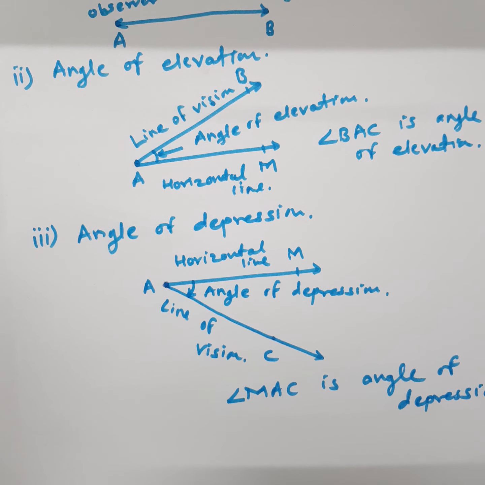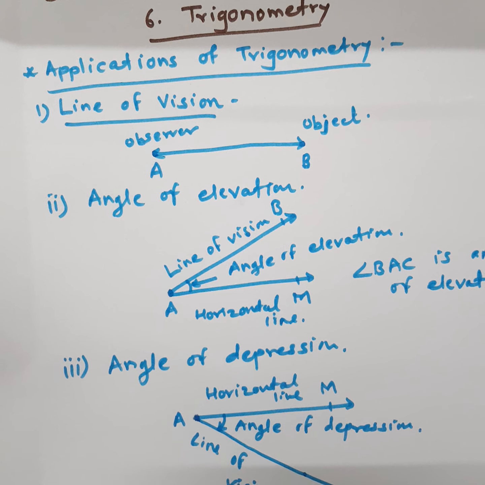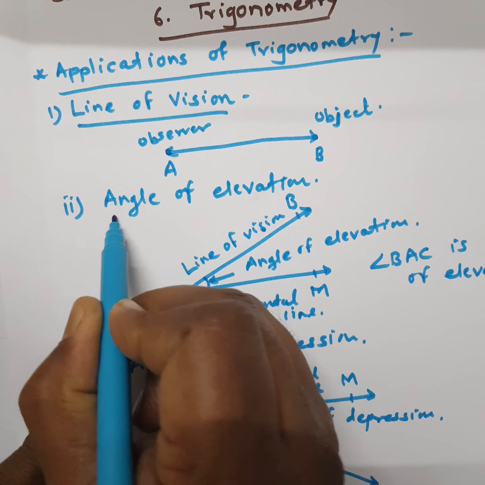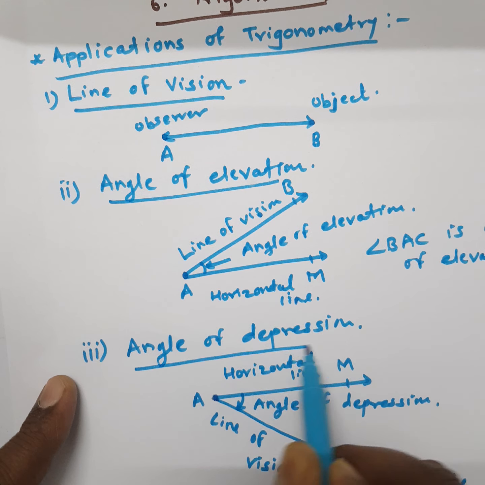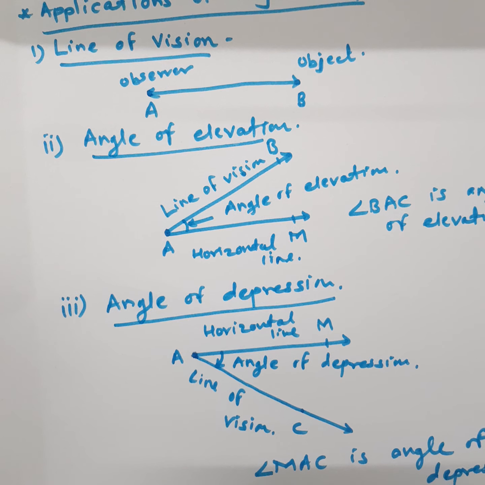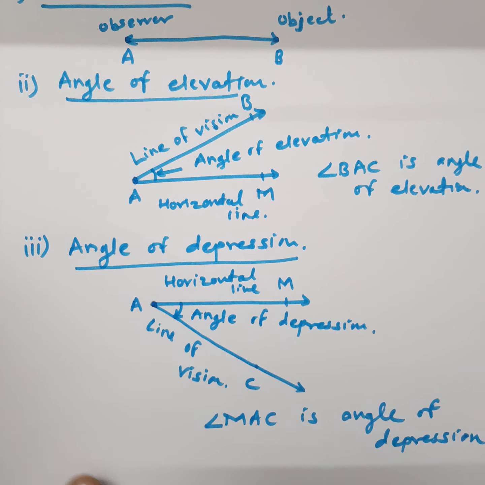These three terms are basic terms: line of vision, angle of elevation, and angle of depression. We have to use these three terms while drawing the rough diagram of a given example. When we look above the horizontal line, the angle formed is the angle of elevation.